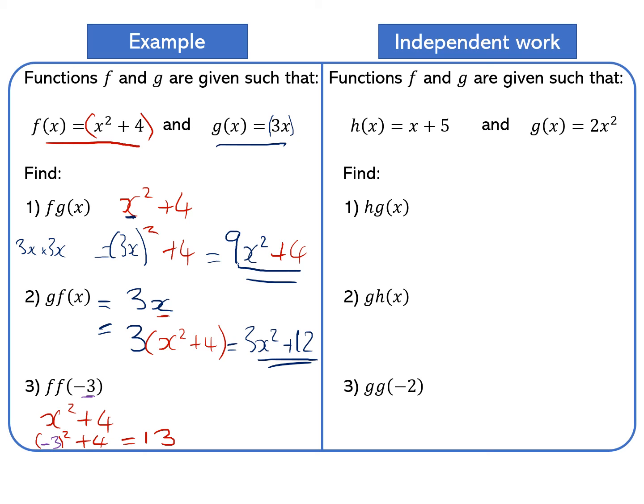Now I need to replace that in again because I'm not doing it once, I'm doing it a second time. So instead of x, I'm going to replace that with this 13. So I've got 13 squared plus 4. So that's 169 plus 4 is 173. And that's complete.